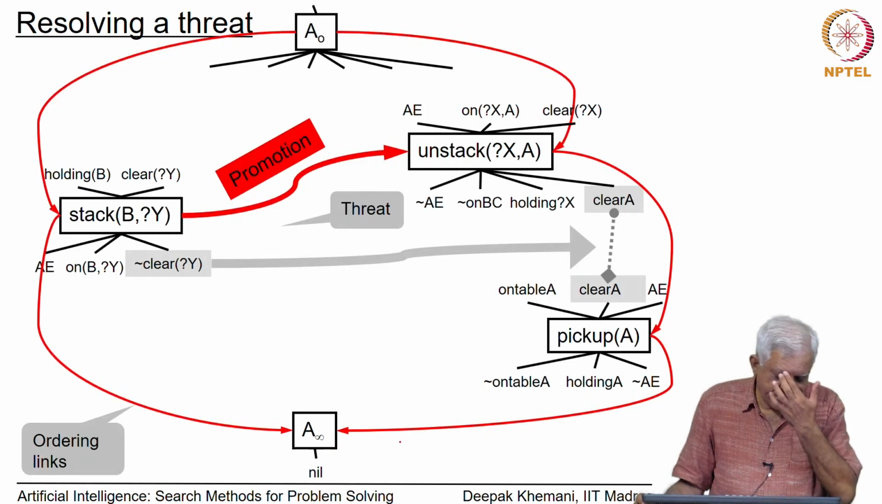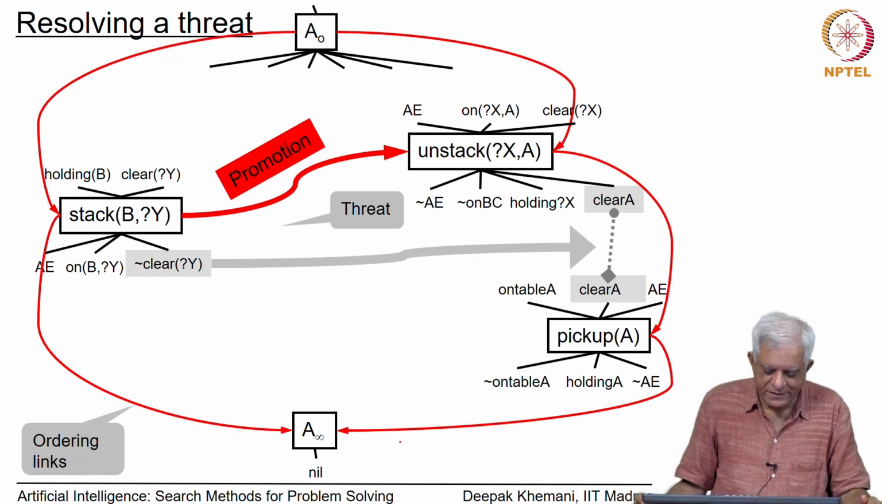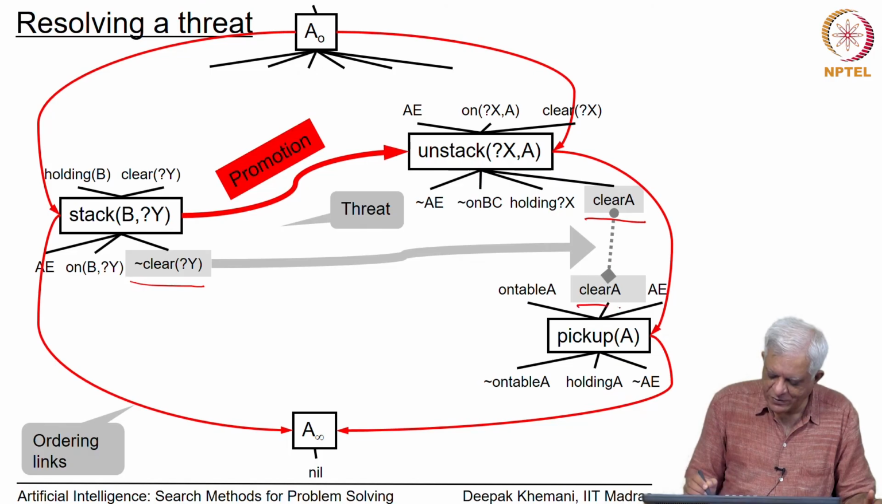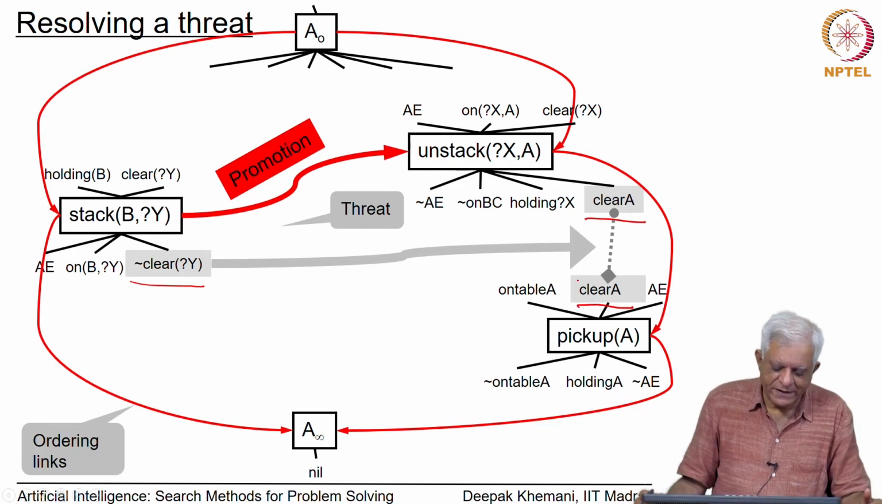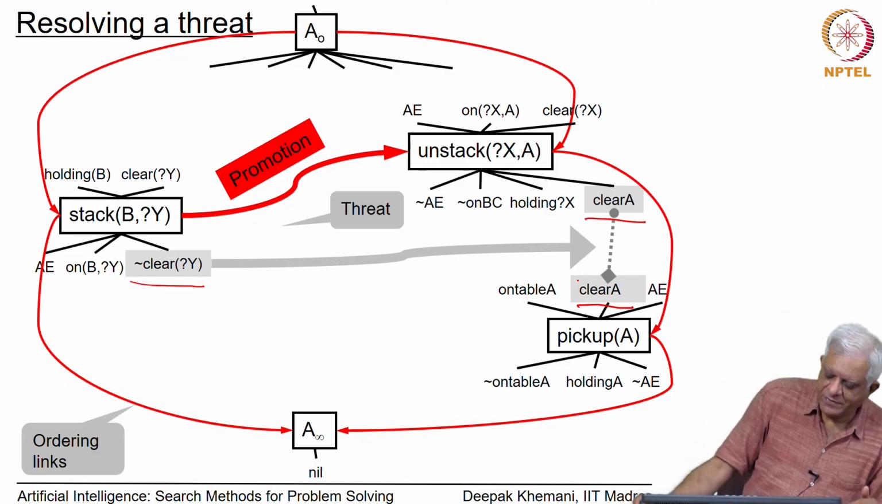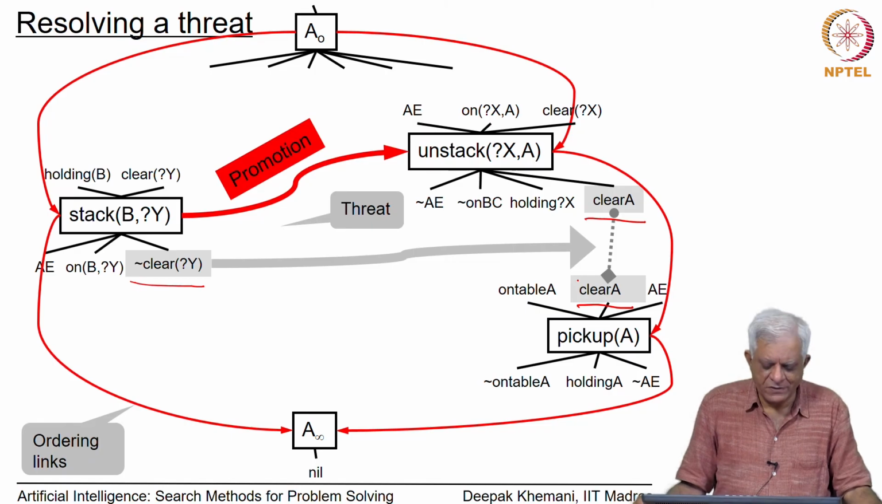So, here is an example for the threat that we saw. We can resolve this threat. Remember that this threat is saying that not clear Y and clear A, that link is being broken essentially, and we are saying that make sure that stack BY happens before unstack XA, then the threat will no longer be there, and we say this method of resolving the threat is called promotion.